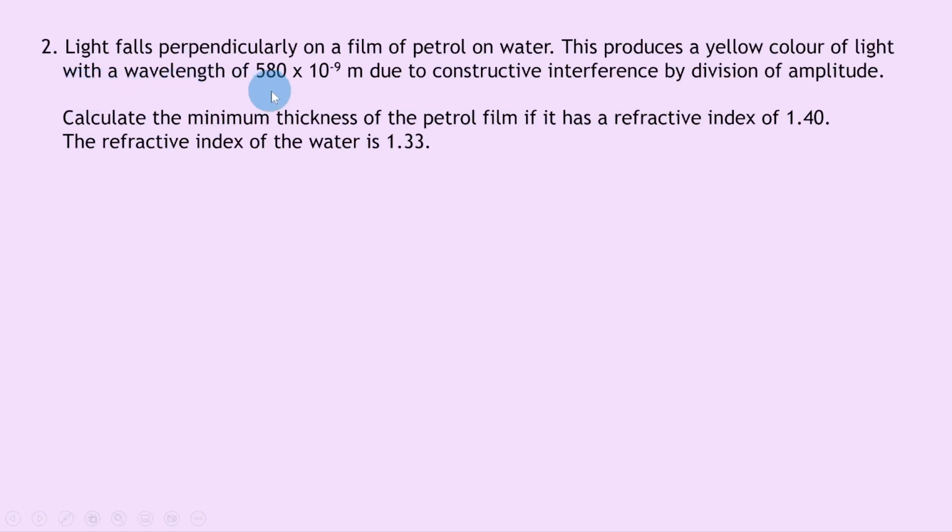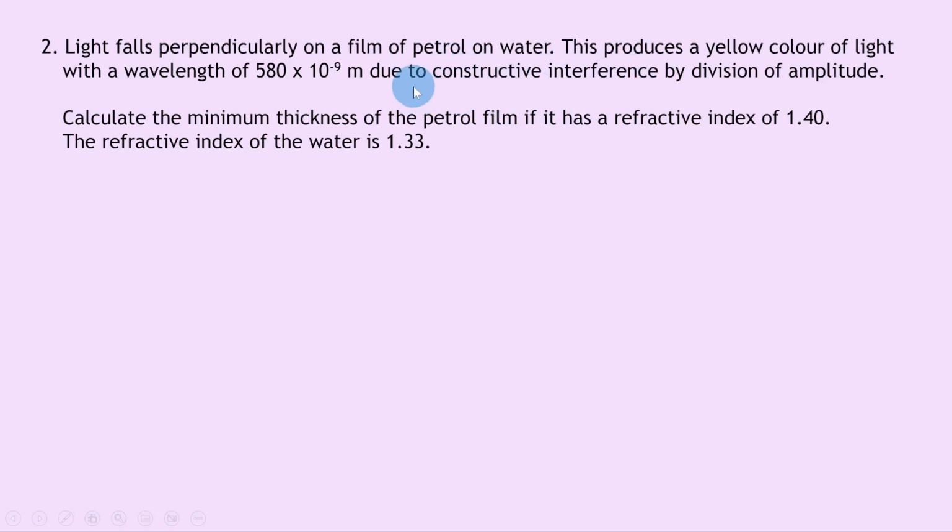Question 2 says light falls perpendicularly on a film of petrol and water. This produces a yellow colour of light with a wavelength of 580 times 10 to the minus 9 meters due to constructive interference by division of amplitude. Calculate the minimum thickness of the petrol film if it has a refractive index of 1.40. The refractive index of the water is 1.33.